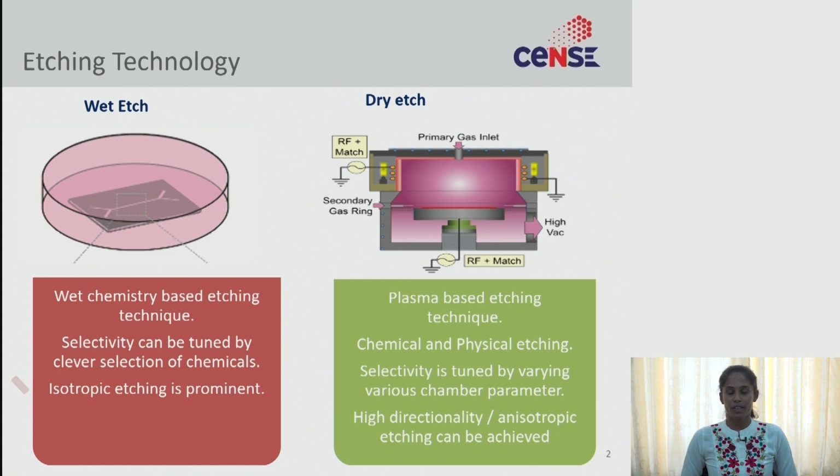But when it comes to dry etching, controlling the selectivity is a little difficult, but it can be tuned by varying different process parameters or chamber parameters. As I mentioned, wet etching is purely a chemical etch, so it is prominent to give you isotropic etch profiles. But in dry etching, since we have many chamber parameters to control, we can achieve both isotropic and anisotropic profiles. These are the major differences between wet etching and dry etching.